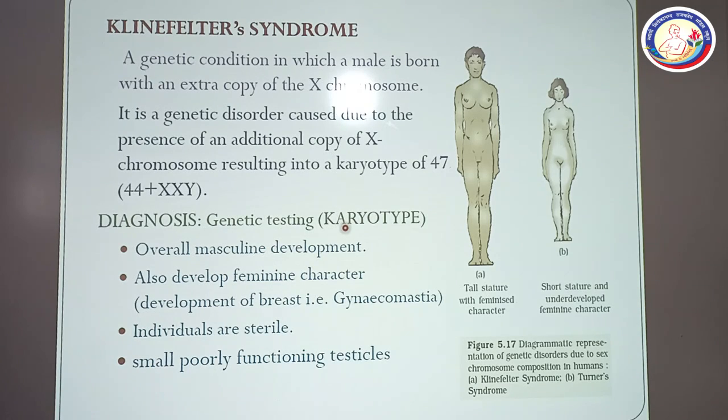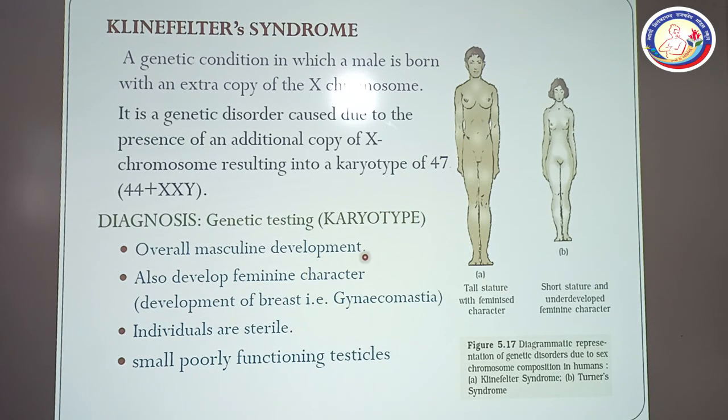Now come to the next, Klinefelter syndrome, a genetic condition in which a male is born with an extra copy of the X chromosome. What will you see in Klinefelter syndrome? The male will possess an extra X chromosome, so basically it is a trisomy. It is a genetic disorder caused by the presence of an additional copy of the X chromosome, resulting in a karyotype of 47, 44 plus XXY, where the additional copy of X is seen here. Diagnosis is by genetic testing or karyotype analysis.